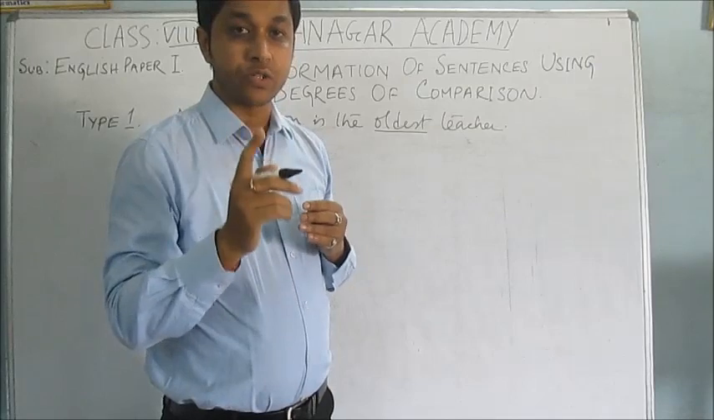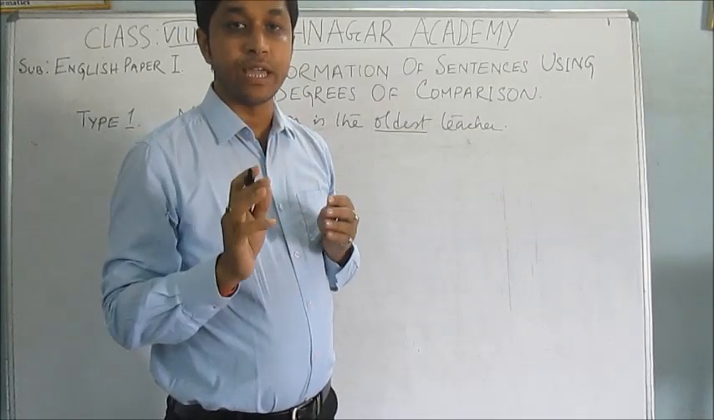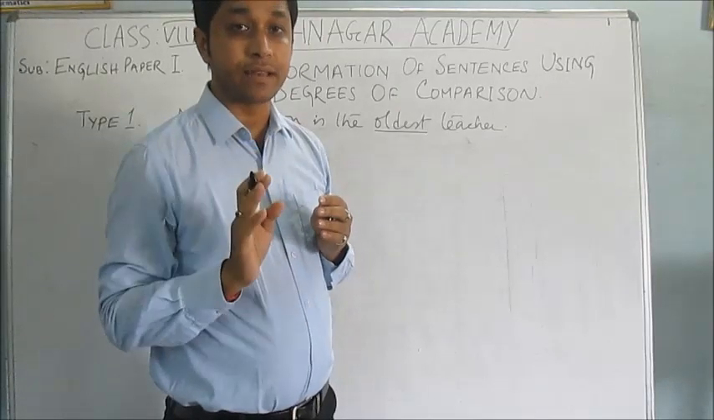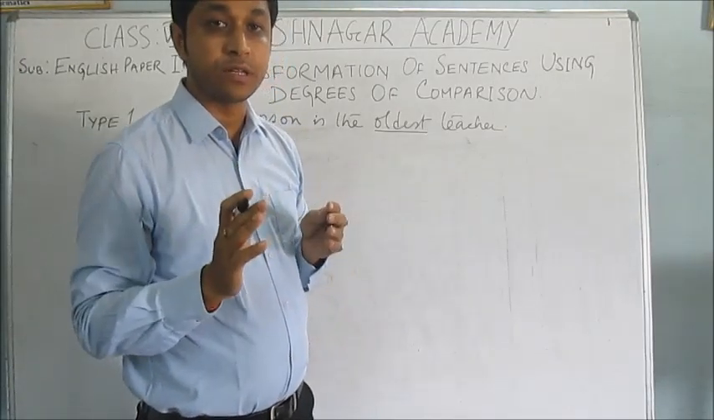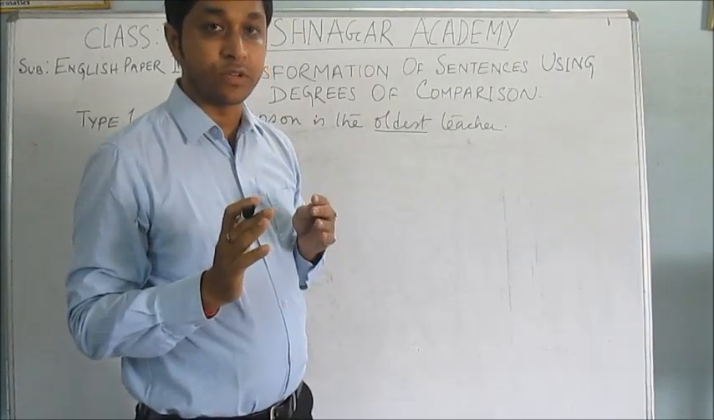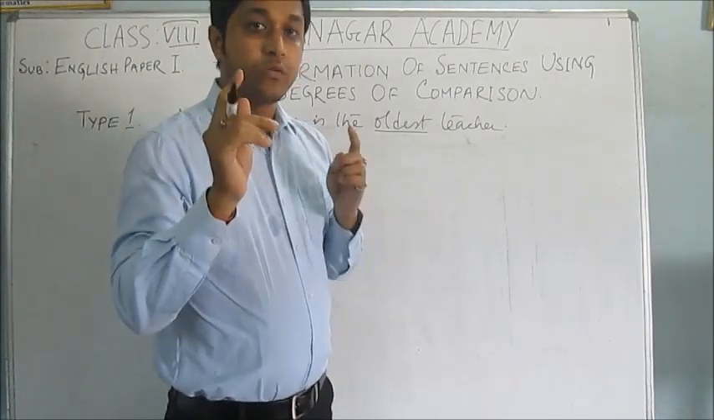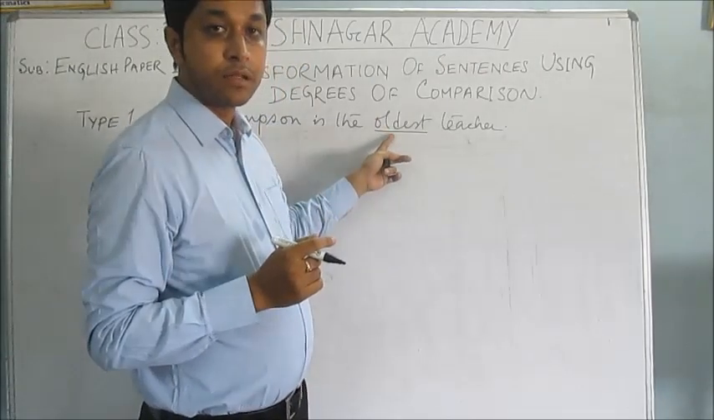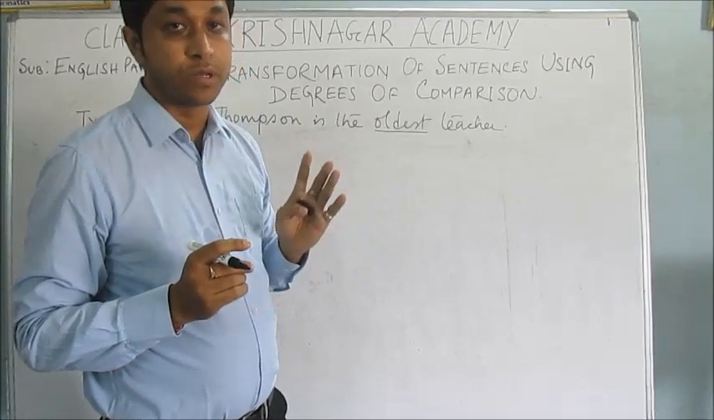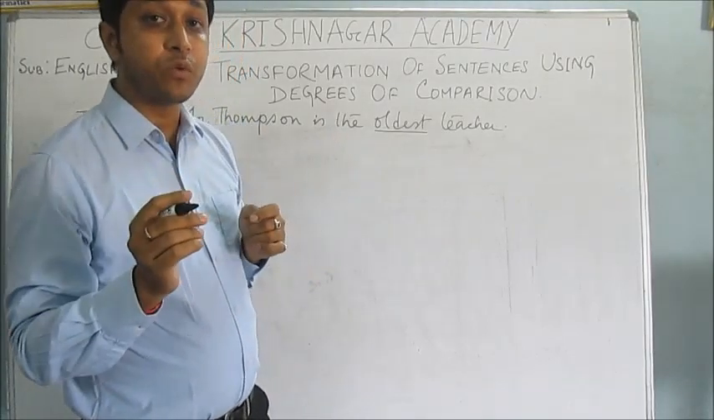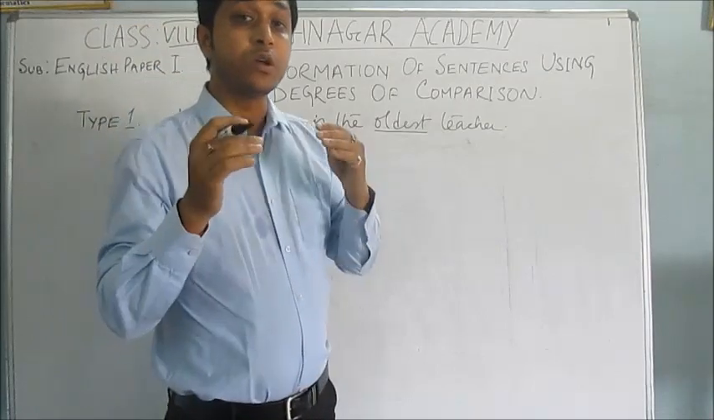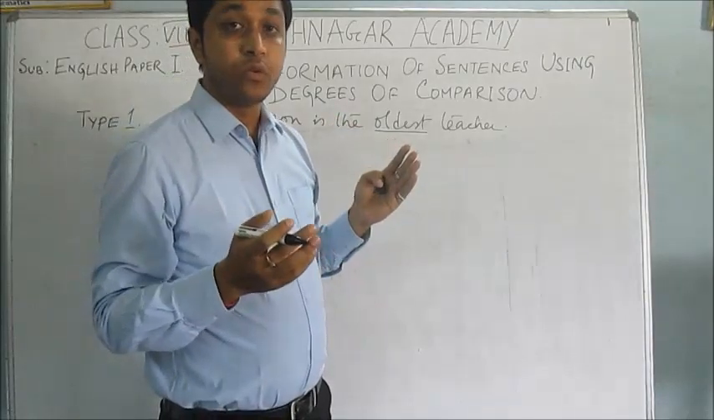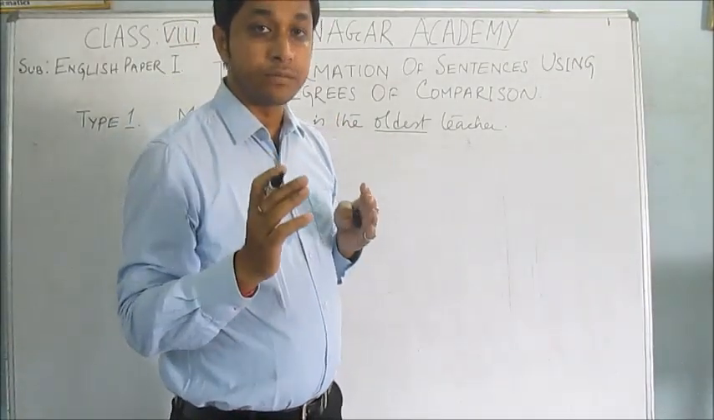And remember, while transforming, we are not allowed to change the sense of the sentence. The sense has to remain intact. Now let us see how to transform it into comparative degree and to positive degree. Before transforming, we have to know what is the comparative form of the word oldest and what is the positive form of the word oldest. Now, the comparative form of the word oldest is older. So, in order to transform the sentence into comparative degree, we have to use the word older.